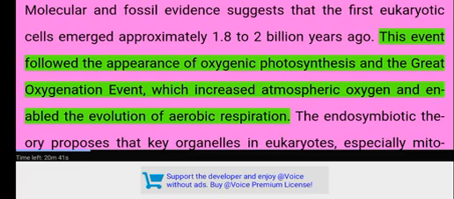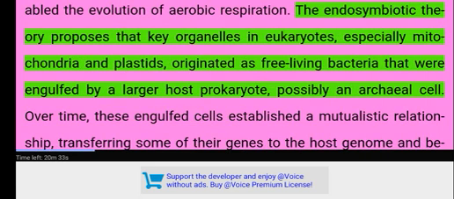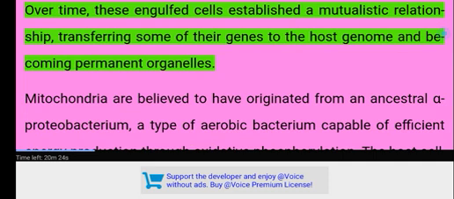This event followed the appearance of oxygenic photosynthesis and the Great Oxygenation Event, which increased atmospheric oxygen and enabled the evolution of aerobic respiration. The endosymbiotic theory proposes that key organelles in eukaryotes, especially mitochondria and plastids, originated as free-living bacteria that were engulfed by a larger host prokaryote, possibly an archaeal cell. Over time, these engulfed cells established a mutualistic relationship, transferring some of their genes to the host genome and becoming permanent organelles.